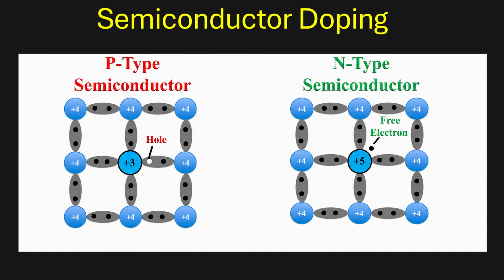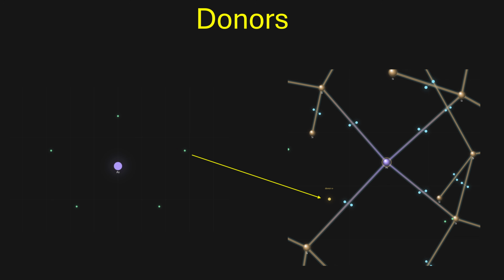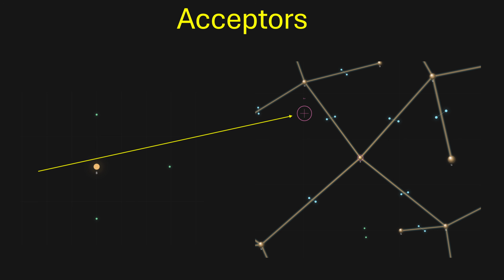In doping, small quantities of group 3 or group 5 atoms are deposited into the crystal structure. Group 5 dopants, like arsenic, are called donors since they donate an extra valence electron to the structure. Group 3 dopants are called acceptors since they accept a valence electron and introduce a hole into the structure.